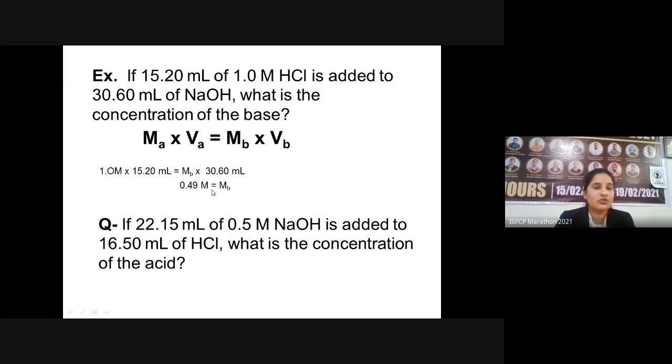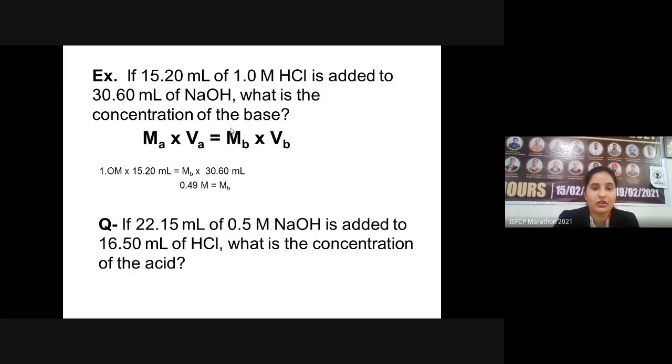So these acid base titrations are very beneficial to find out the concentration of an unknown sample of acid or base. Simply by preparing a standard solution of an acid or a base, we can find out the concentration of acid content or base content in any unknown sample.